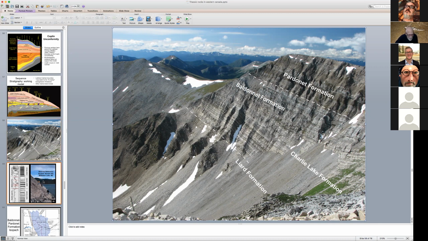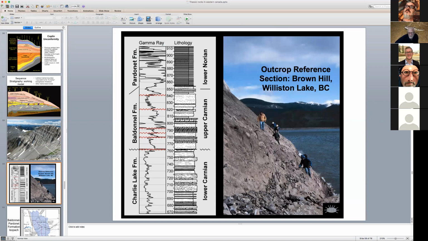It's incredibly condensed deposition. So we're going from our Charlie Lake Formation, which we talked about right here. This stipple pattern right here is our wind-blown dunes. We have the marine flooding surface on this contact right here, and getting into deeper and deeper and deeper water into our Pardonay. This succession right here is amazingly well preserved.